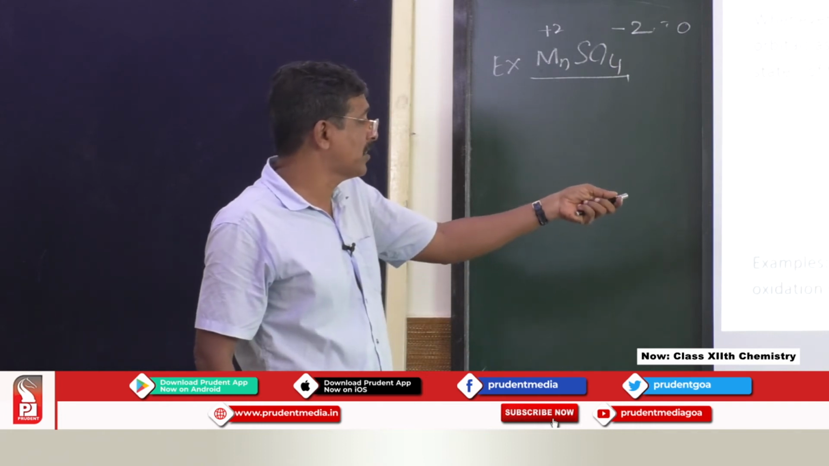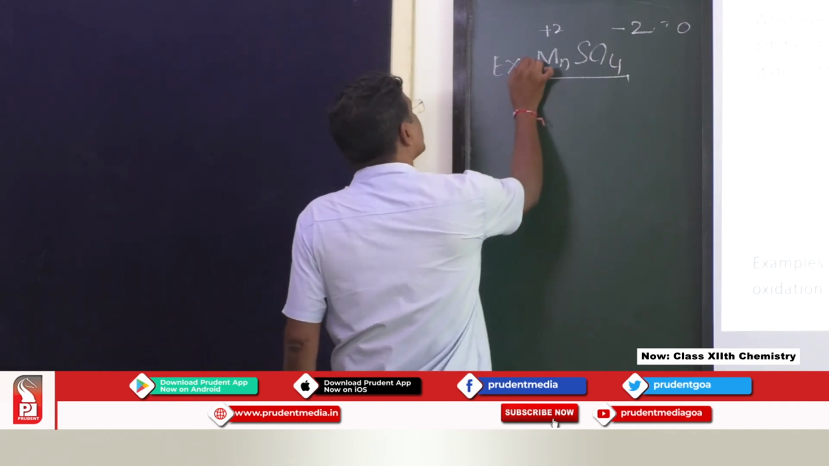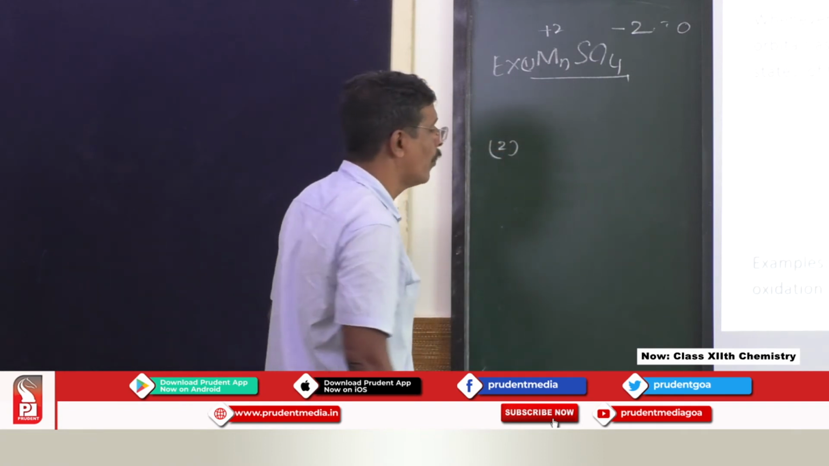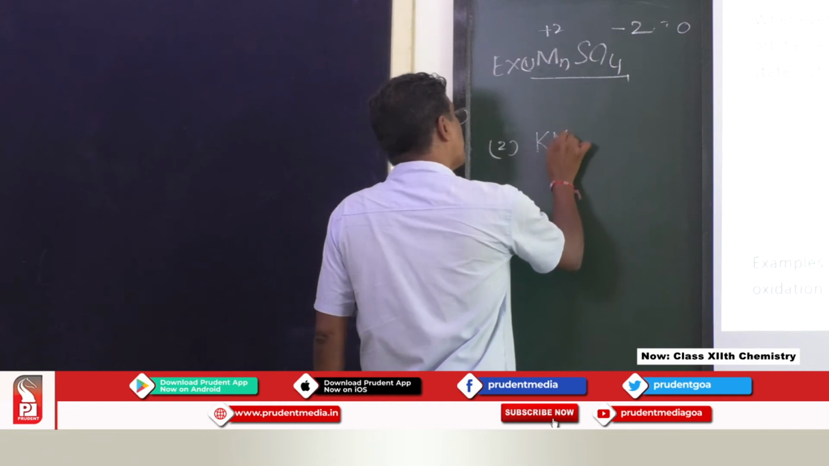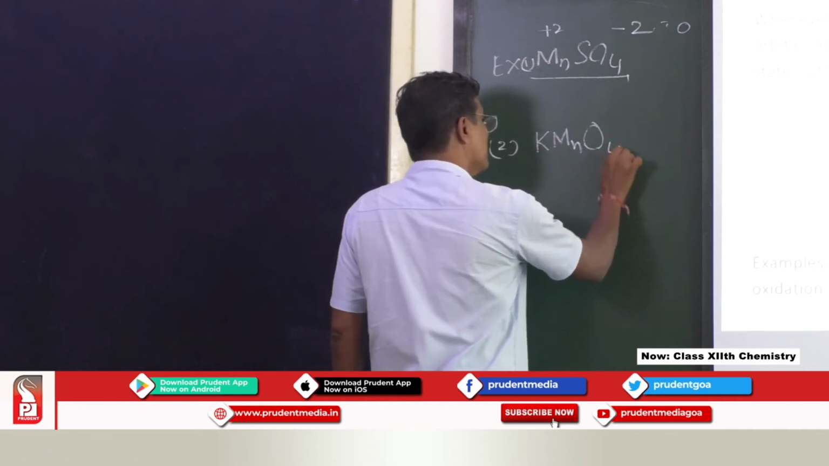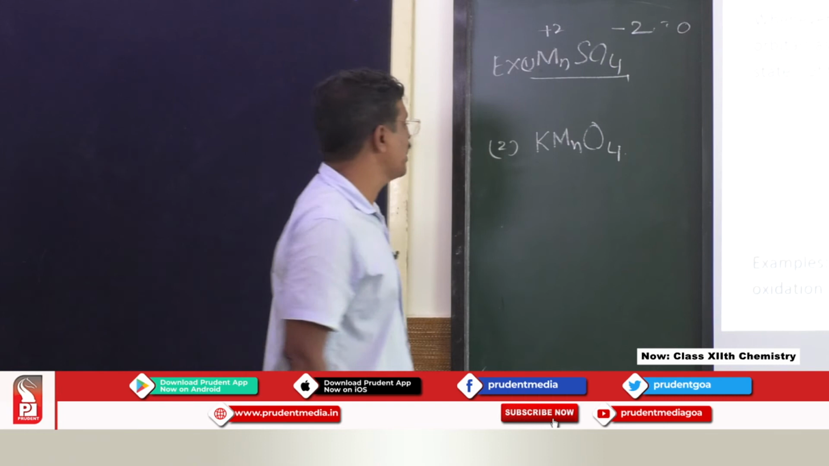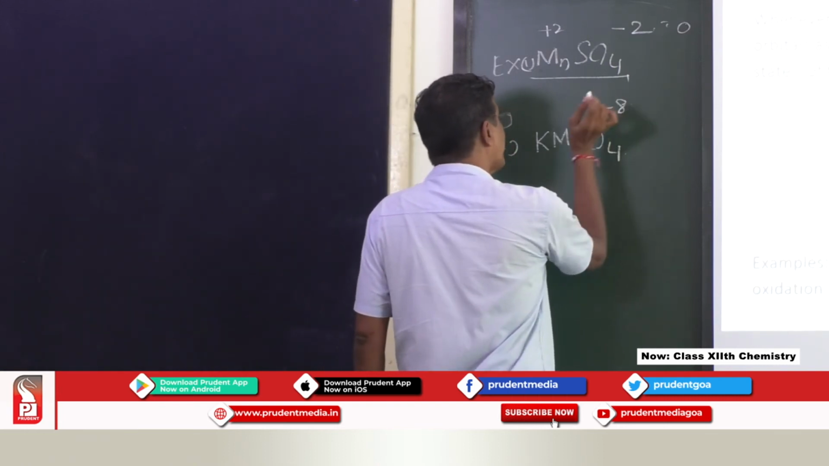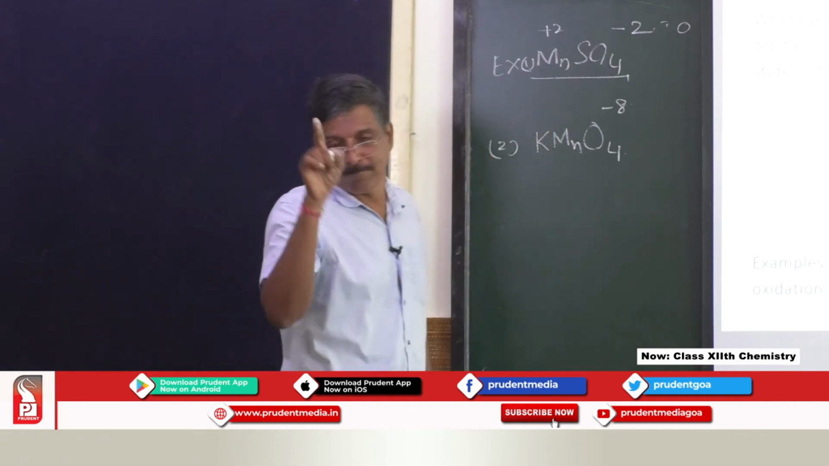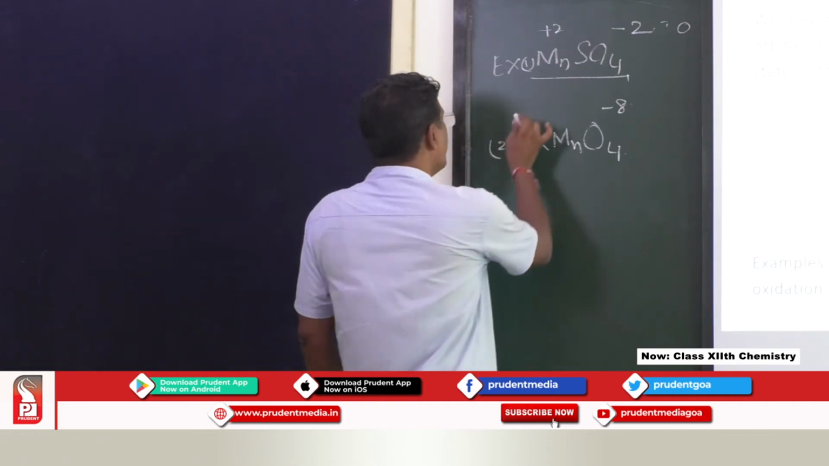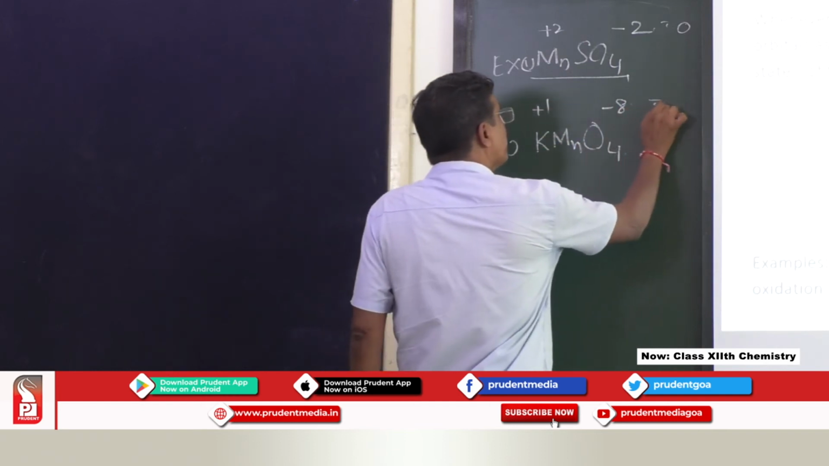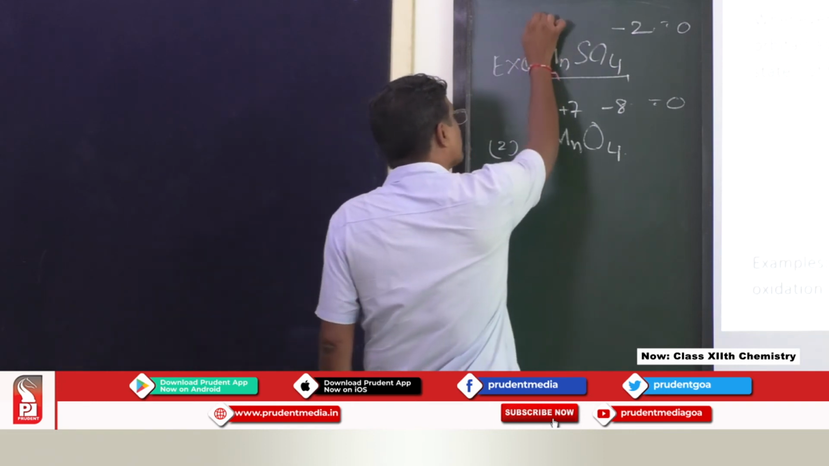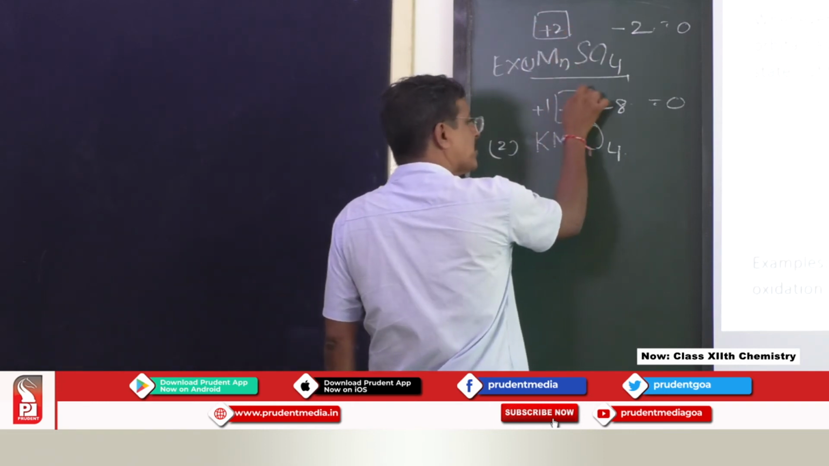And it shows +7. See here, take example number 2, KMnO4, potassium permanganate. We know that oxygen shows an oxidation state of -2. 4 times -2 is -8. K comes under the first group, it is an alkali metal, so it is +1. So the total must be 0, which means Mn must be +7. So here Mn shows the +2 state, and here Mn shows the +7 state.